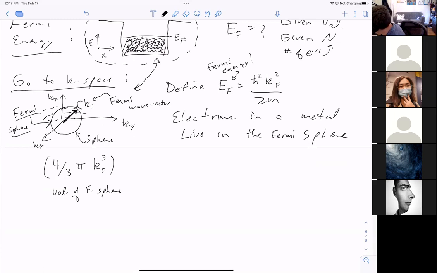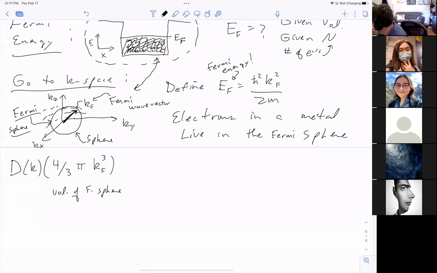Well, I'll just tell you. The density of states. That's right, exactly. That's the density of states in K space. And we've talked about this already, especially when we were doing the Drude model. This is exactly the same as the Drude model.